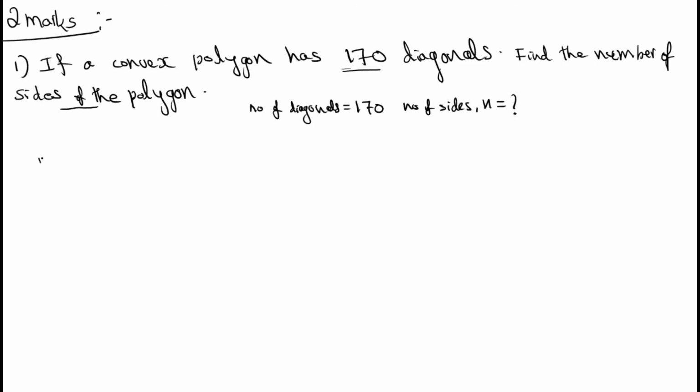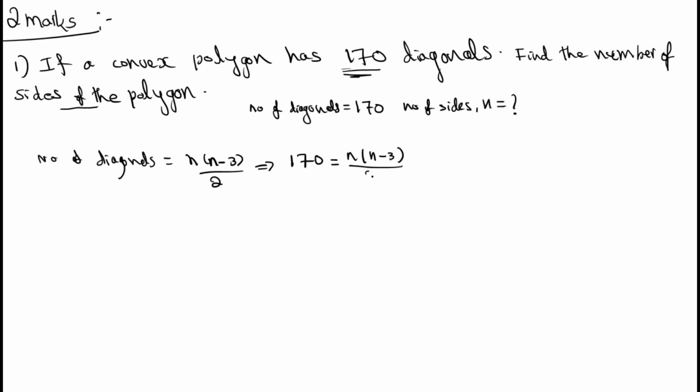See the formula. Number of diagonals is equal to n into n minus 3 divided by 2. Okay, this implies given data, number of diagonals, here see, 170 is given, right? Substitute: 170 is equal to n into n minus 3 divided by 2.